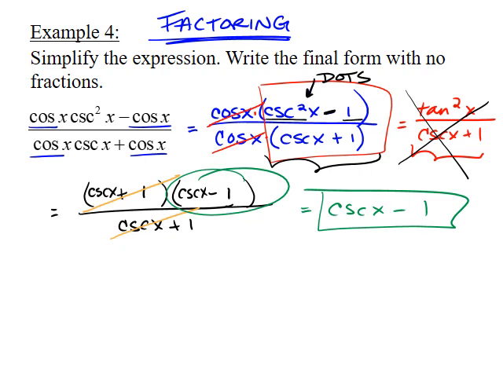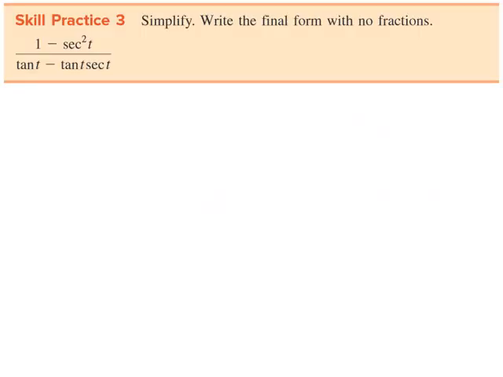Let's take a look at another example. I want you to remember that the easiest way to get the hang of this is by practice. Okay? Now, looking at this, there are a couple things you can do, and you might notice, oh, this numerator is a Pythagorean identity. I can write this as a negative tangent squared of t. You could factor out a tangent of t, and you're left with 1 minus secant of t.